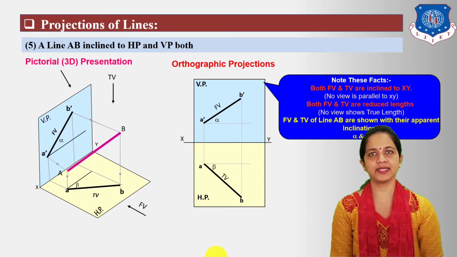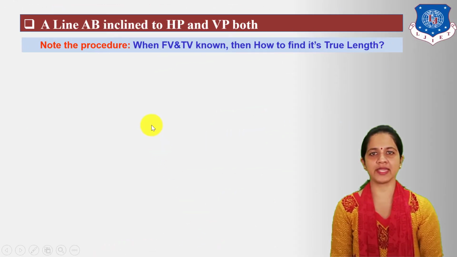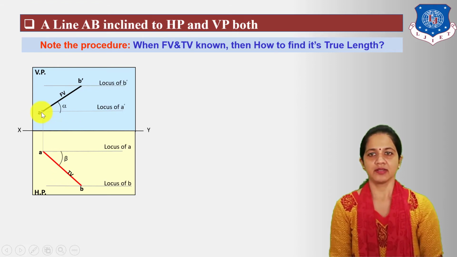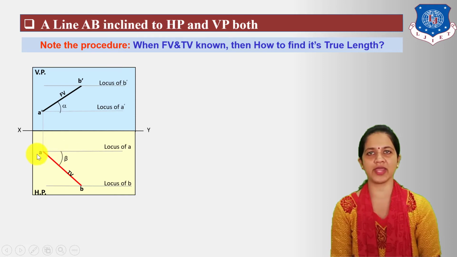Next, let us understand the procedure of drawing when the front view and top view are known, and how to find the true length. Here you can see the front view and top view of line AB as per case 5. This horizontal line indicates the locus of A dash point. This horizontal line indicates the locus of B dash point. In top view, this horizontal line passing through point A indicates the locus of A, and this horizontal line passing through point B indicates the locus of B.